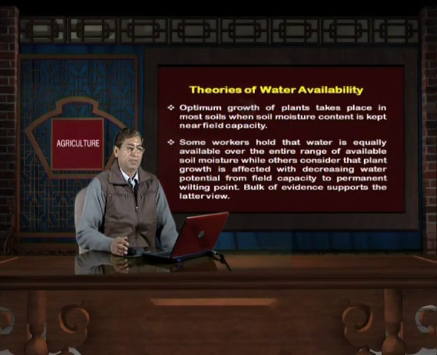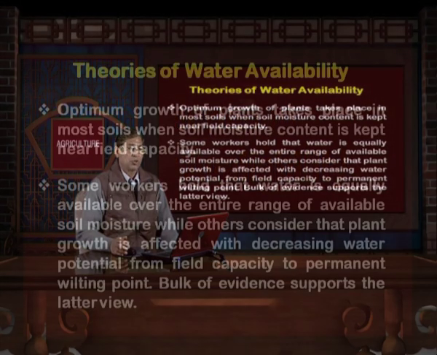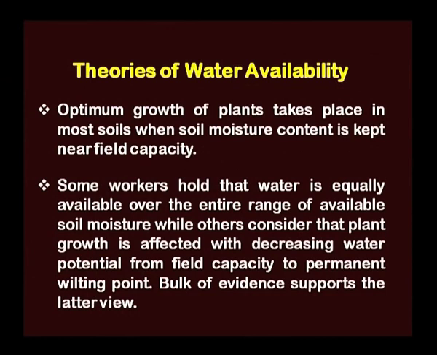Theories of water availability. Optimum growth of plants takes place in most soils when soil moisture content is kept near field capacity. Some workers hold that water is equally available over the entire range of available soil moisture, while others consider that plant growth is affected by decreasing water potential from field capacity to permanent wilting point. The bulk of evidence supports the latter view.